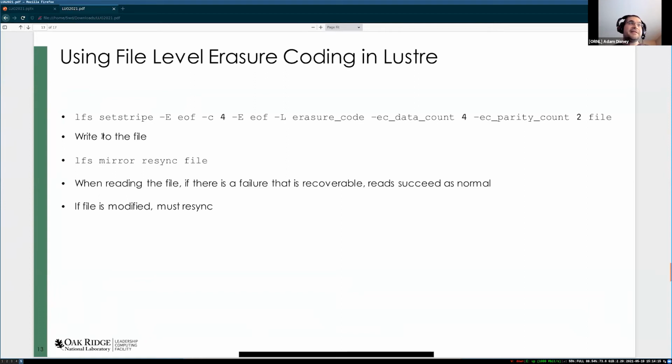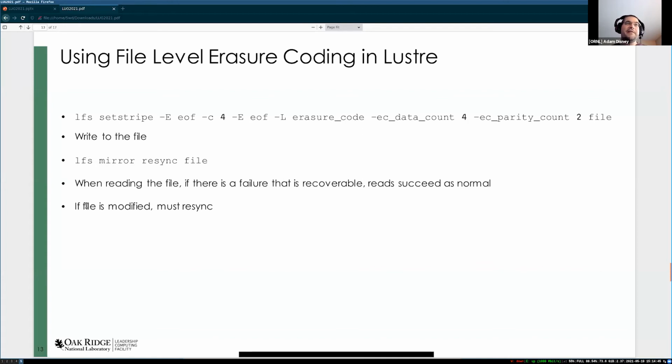So it doesn't do this as you write. Essentially, when you're done writing your file, you'll have to run this resync. When you're reading the file, if there's some sort of failure, like the client can't get to a particular block, it'll figure out on its own, okay, well, there was only one block missing, so I can read a parity block and recalculate what that block is, and then just present it as normal. So it does it all on its own.